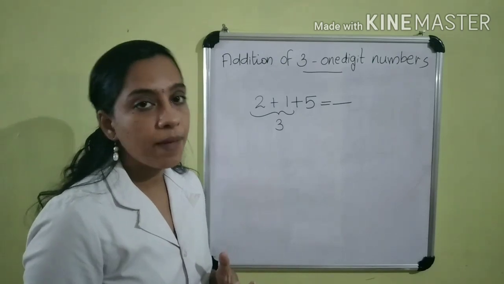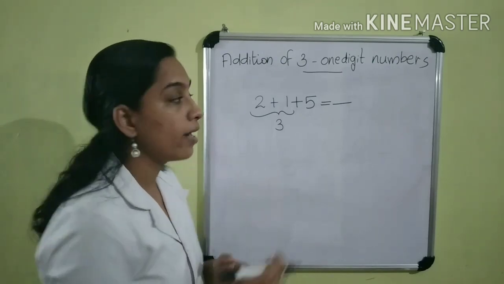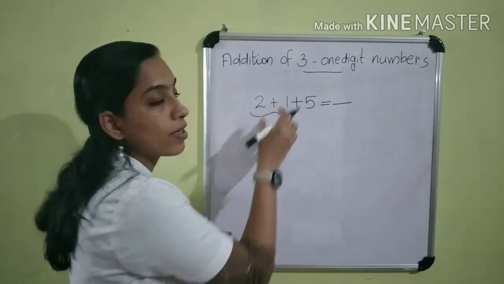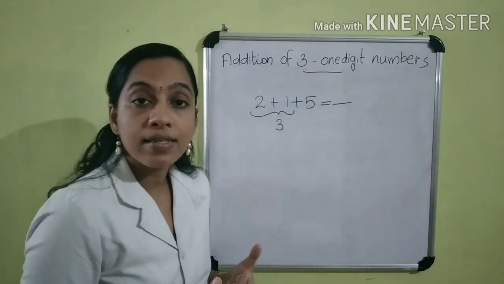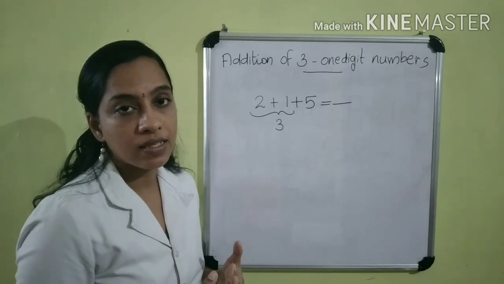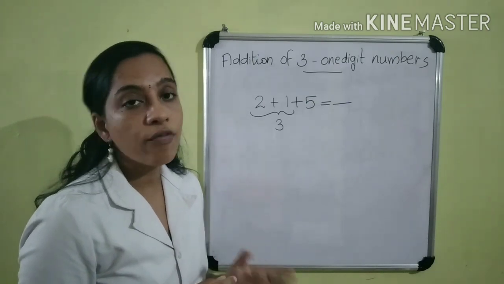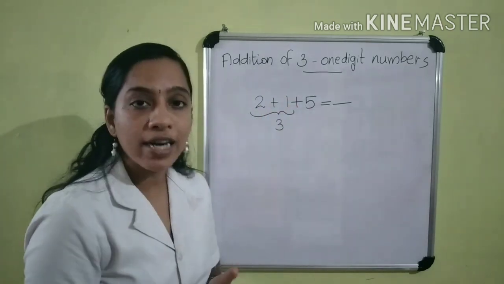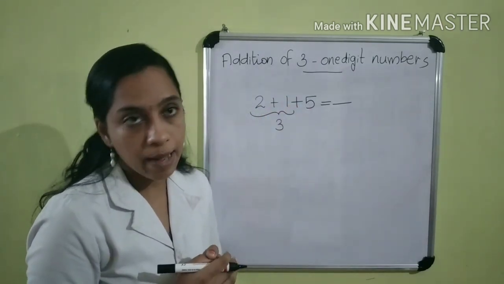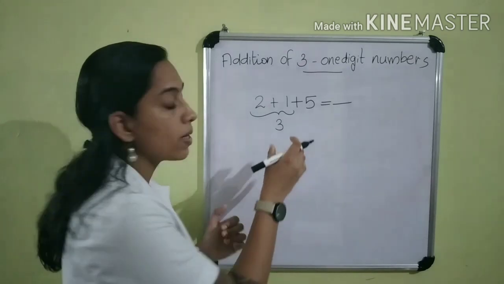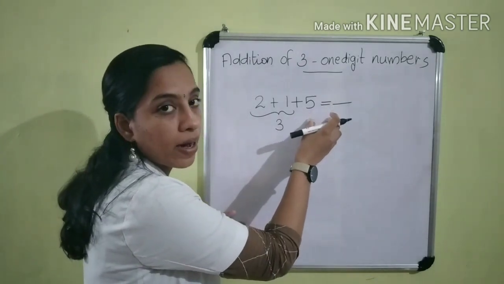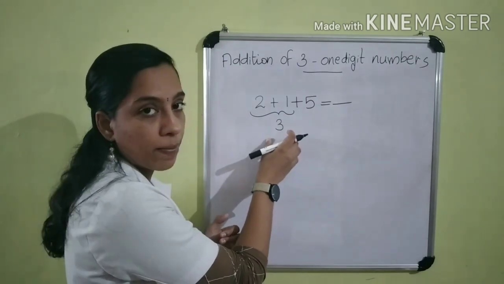What is the next step? We have to add the third number with the sum of the first two numbers. What do we mean by the sum? Sum is the answer of addition. If we add 2 and 1, we will get one answer. That answer is called sum. Here, the sum of the first two numbers is 3. So, we have to add the third number with the sum of the first two numbers.